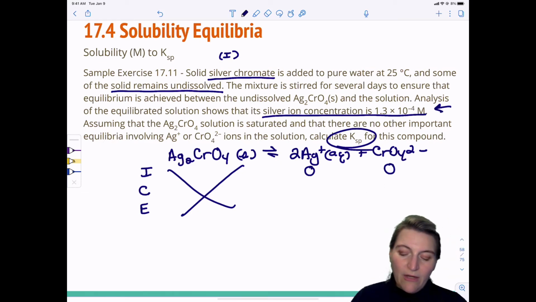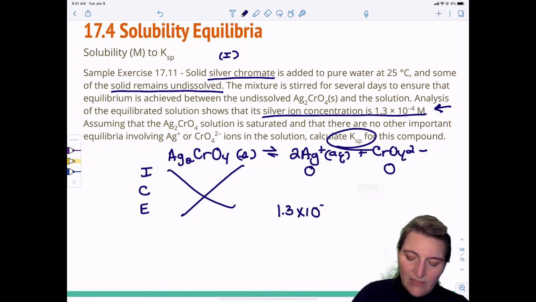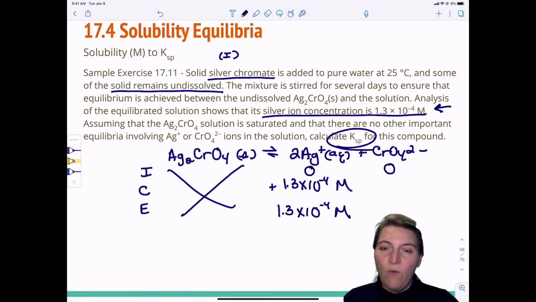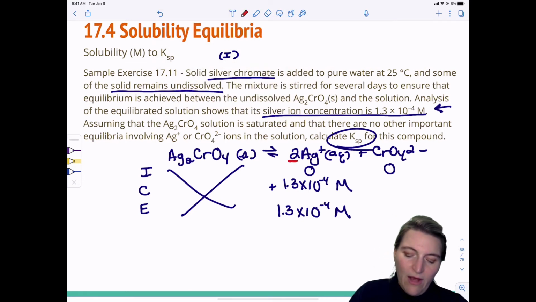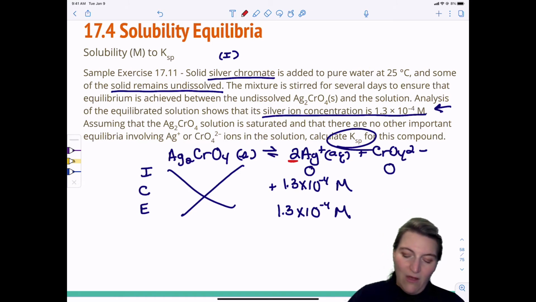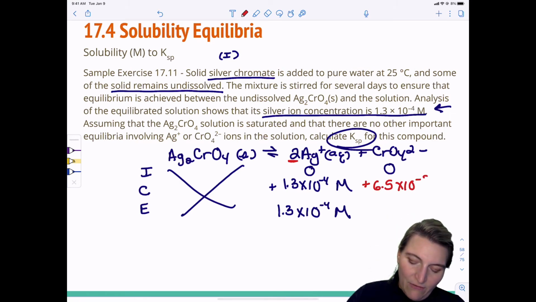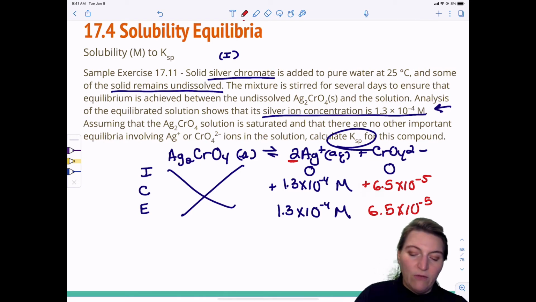And this is very important. I know that at equilibrium, the silver ion concentration is 1.3 times 10 to the -4 molarity, which means this guy must have gone up by 1.3 times 10 to the -4 molarity. What does that mean for the other ion, for the chromate? Well, look at the coefficients. I will get twice the silver ion for every 1 chromate. So what did this go up by? Well, half that, so 6.5 times 10 to the -5, for a total of 6.5 times 10 to the -5. So I'm using the coefficients in order to figure out what that final row is going to be.